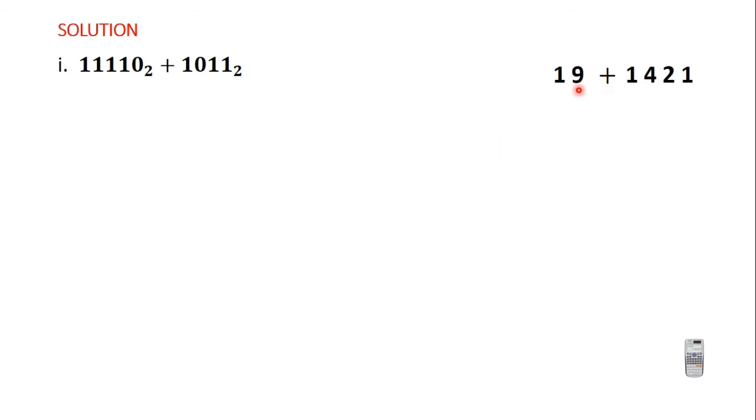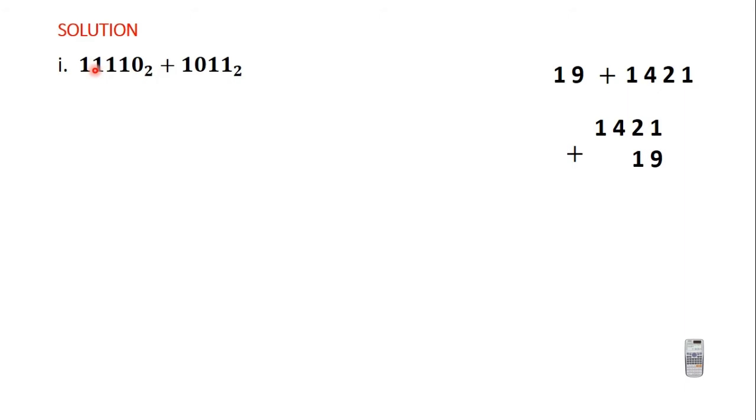Let's say that we are told to add 19 and 1421 in base 10. So we have 19 plus 1421 in base 10. We usually write the one with the highest digit on top. So we write 1421 on top, then we write 19 below, then we will have our addition sign. This is what we usually do. As I said, addition and subtraction of numbers in bases that are not base 10 is done in the same way as addition or subtraction of numbers in base 10. So we will do the same thing here.